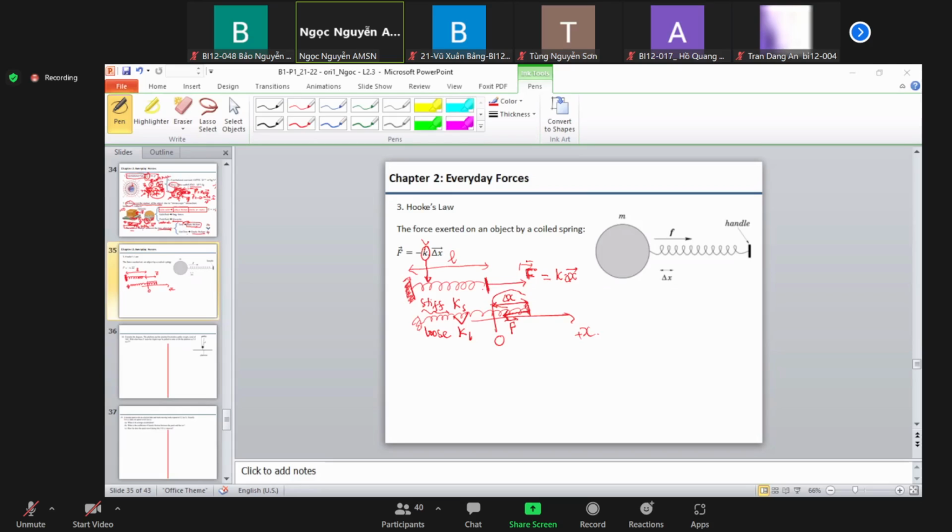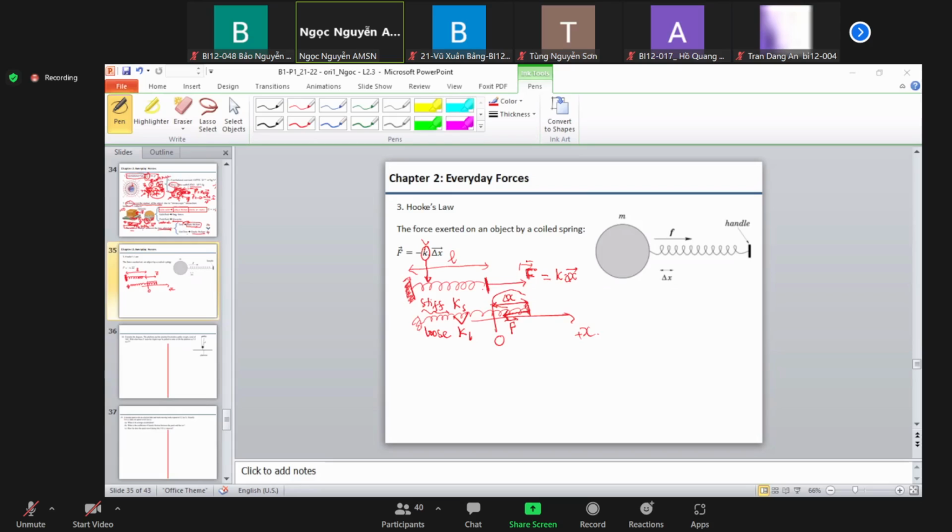The minus sign here tells you that F is always trying to bring the spring back to the original length, the original state. So that's why you have the minus here. So that is just a bit about Hooke's law. You will practice on it in the next lectures. Now we will jump directly into some problems to practice.